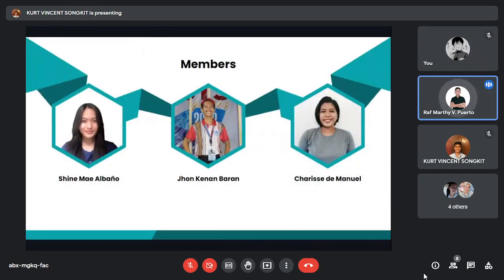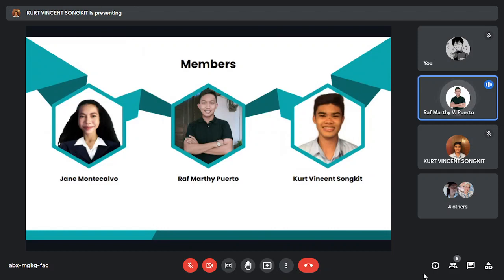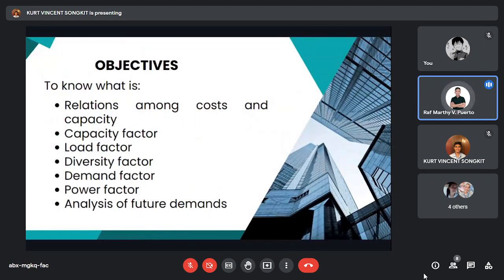Before we engage more into the topic, let us first define its objectives. The members of the reporters are Shine May Albaño, Jhon Kenan Baran, Charisse de Manuel, Jane Montecalvo, yours truly Raf Marthy Puerto, and Kurt Vincent Songkit. The objectives of this report are: first, relations among cost and capacity; second, determining the capacity factors; third, having a glimpse of the load factor; fourth, the diversity factor; fifth, the demand factor; sixth, knowing about the power factor; and lastly, getting acquainted with the analysis of future demand.